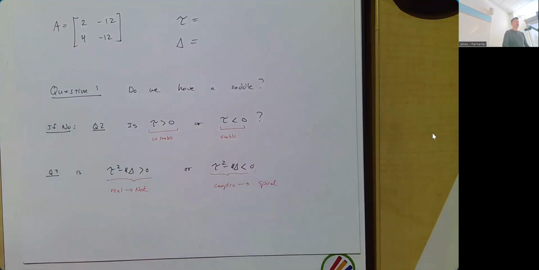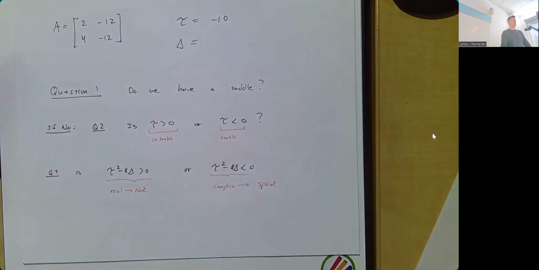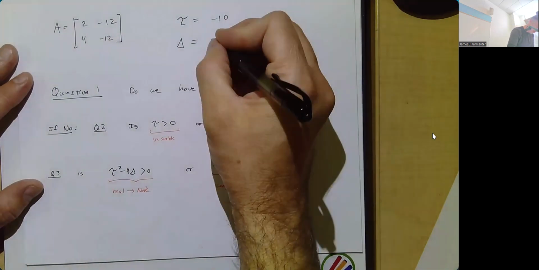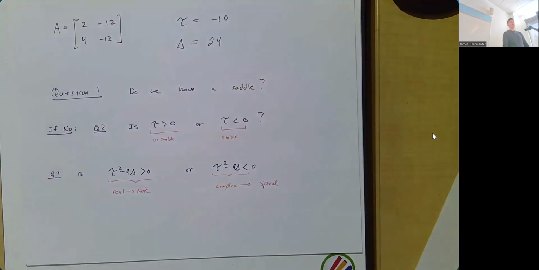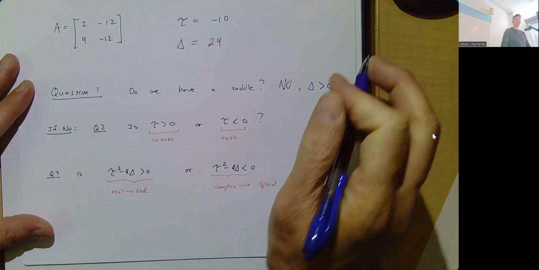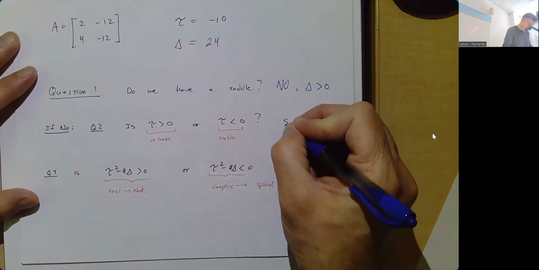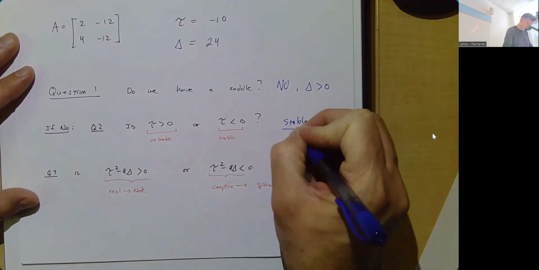All right, what's my trace? -10. What's my determinant? Is it 24? Cool. All right. Do we have a saddle? Nope, definitely not. No saddles here, because our determinant is positive. The trace is clearly negative, so that means we have a stable equilibrium.